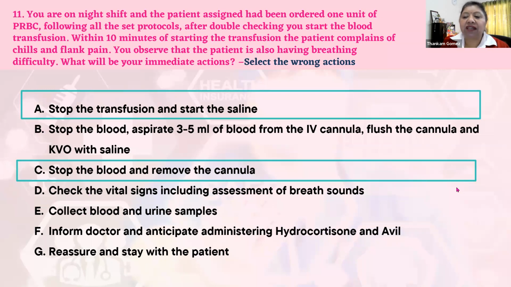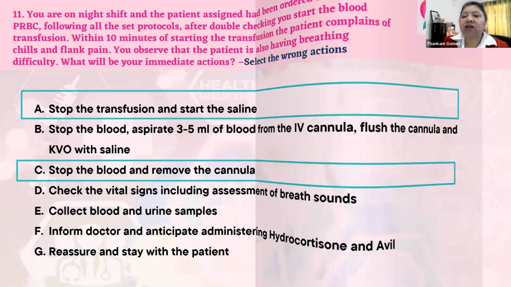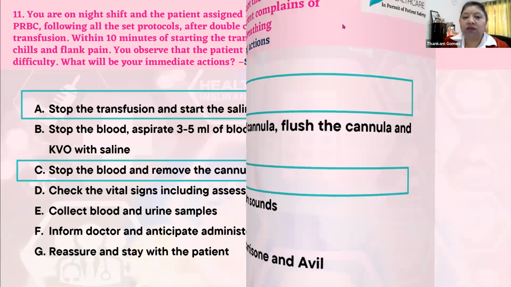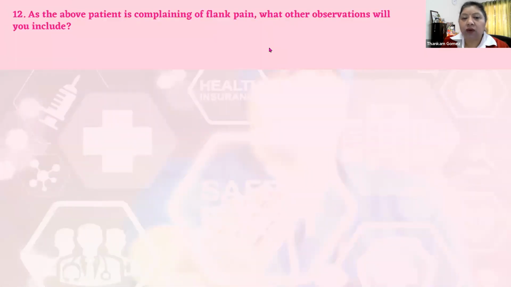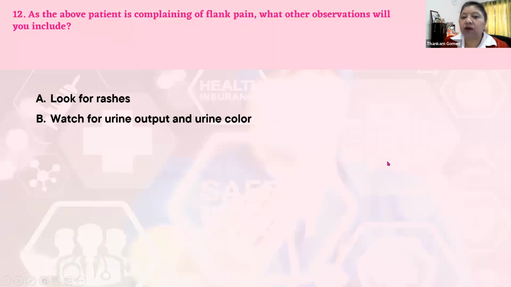So next question is related to this. As the above patient is complaining of flank pain, what other observation will you include? Look for rashes, watch for urine output and urine color, check for blood sugar, start oxygen. What do you think is the right answer here? Because patient has got flank pain.